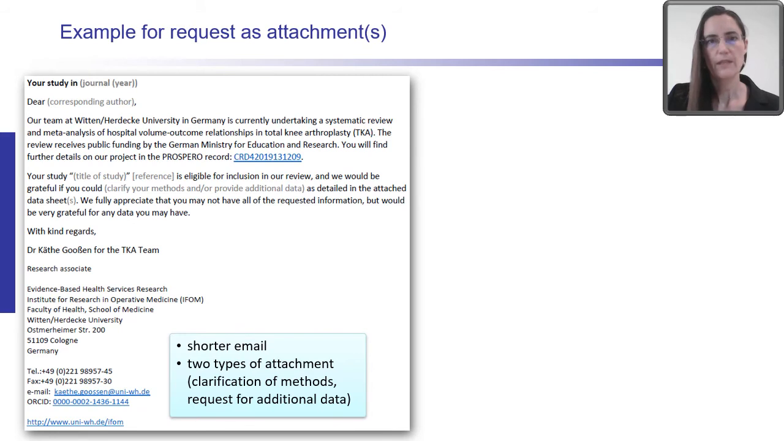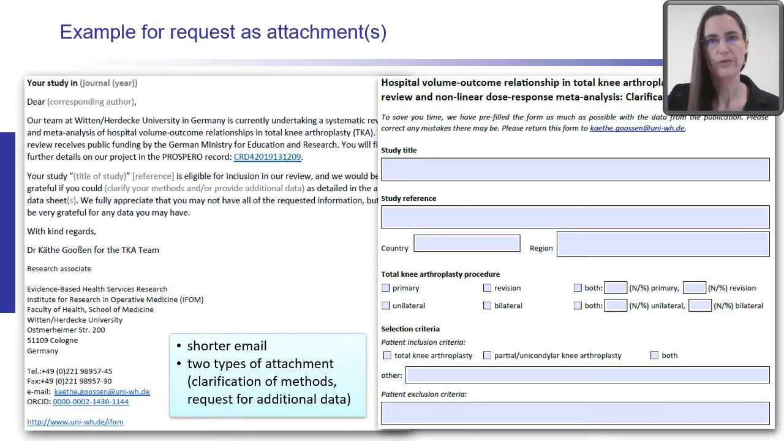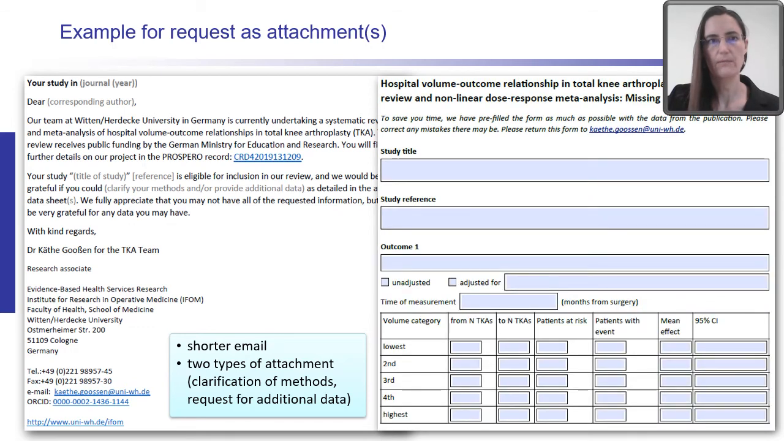The request in the attachment group was a much shorter email with the same structure. We used 1 or 2 attachments, one for clarification of methods, the other to request additional data.